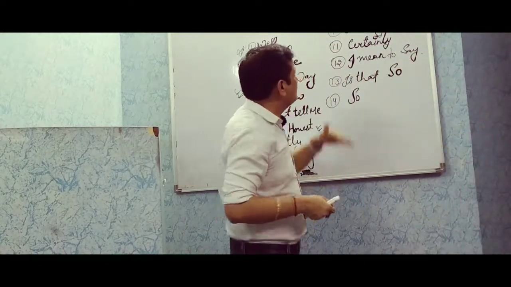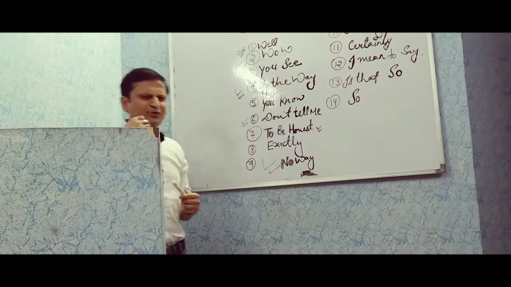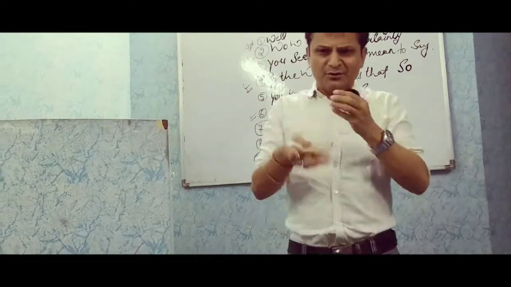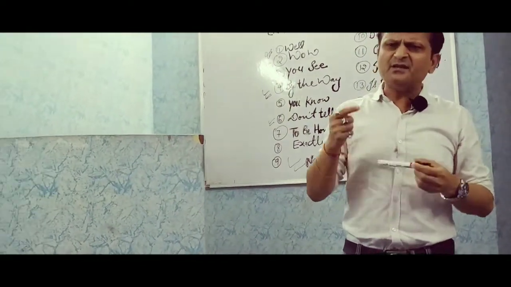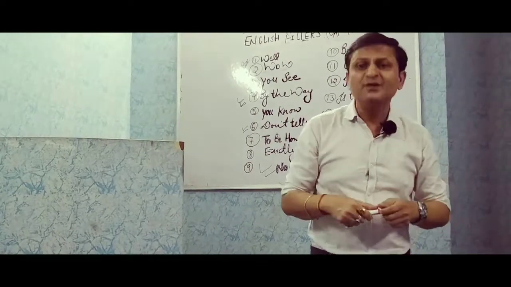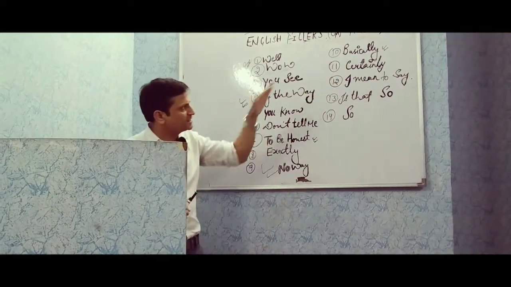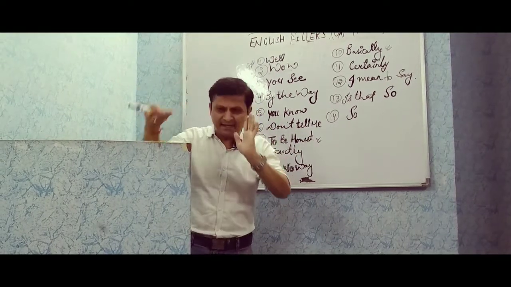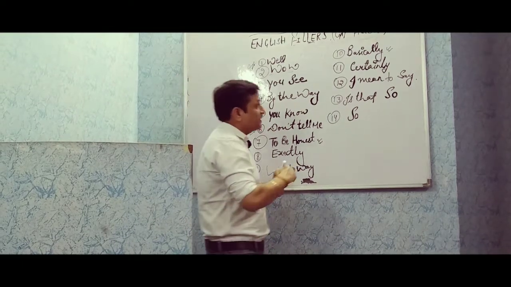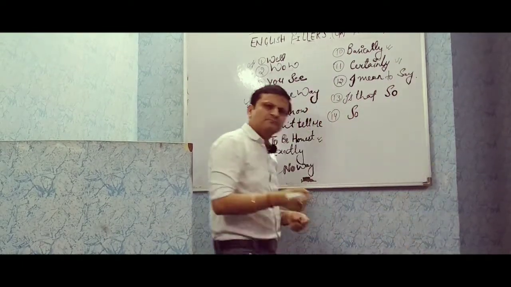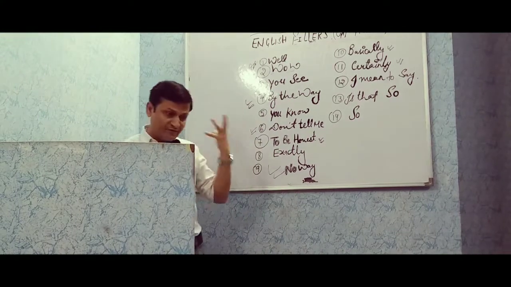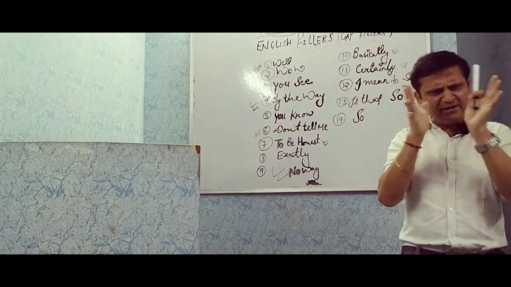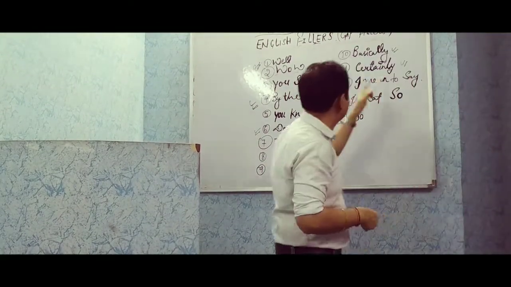So at that point of time, what can you use? Basically. Okay, Nitin, basically I belong to MP or UP, and basically you are from where? Can you tell me? So at that point of time you can use basically, I'm from UP or MP or Delhi, whatever it is. Now next is certainly. Somebody uses this filler also, okay, this is certainty. Like that you can use these fillers.